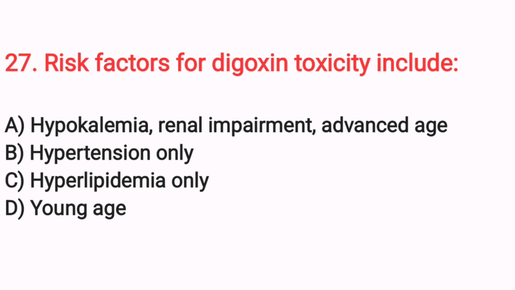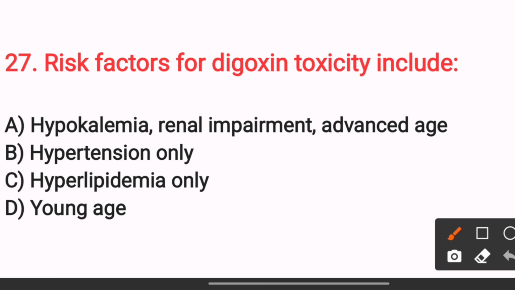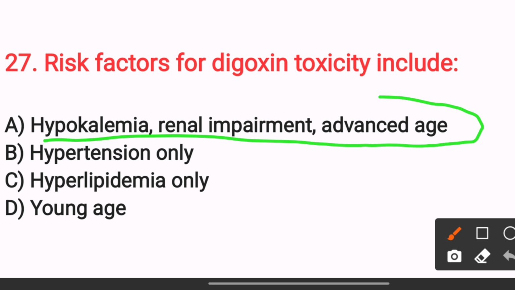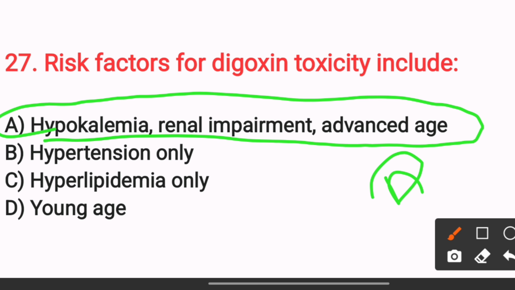Next, risk factors for digoxin toxicity include option A, hypokalemia, renal impairment, advanced age. Option B, hypertension only. Option C, hyperlipidemia only. Option D, young age. The answer is option A, hypokalemia, renal impairment and advanced age. The answer is option A, because these factors increase the susceptibility to digoxin toxicity.